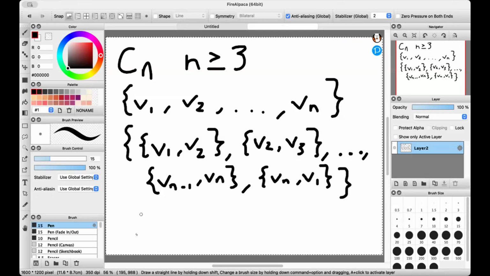So let's say my n is 3, but let's call this v1, v2, and v3. I follow this pattern where I connect 1 to 2, then I connect 2 to 3, and then since 3 is my n, I connect 3 back to 1. So that's basically how cycles work.